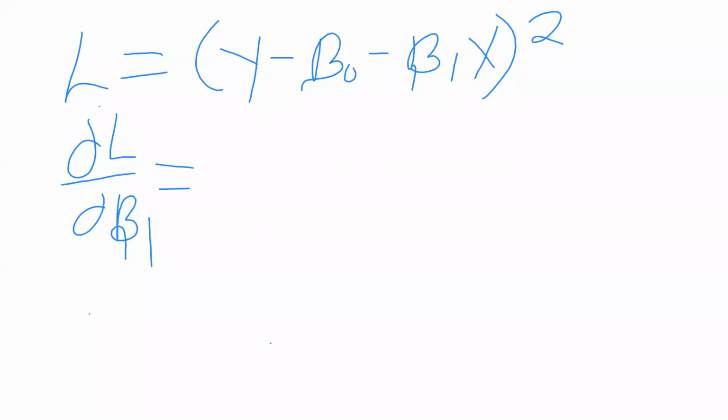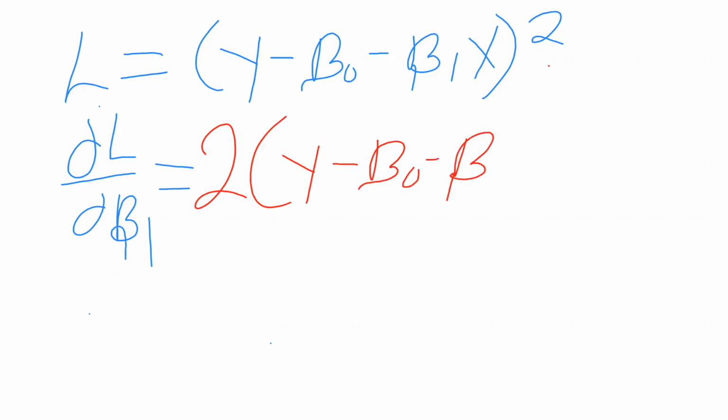So you drop the 2 as usual. You are using the chain rule, and with the principles of the chain rule, you drop the 2, y minus beta naught minus beta 1 x. Now you're differentiating this negative beta 1x. This is what you're differentiating. Since you are differentiating this, you remain with the negative x, isn't it?